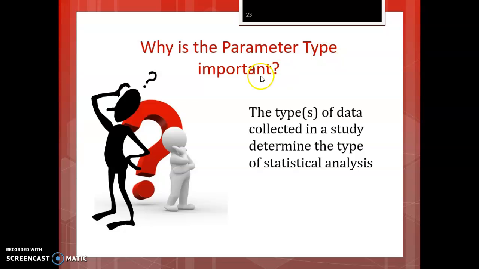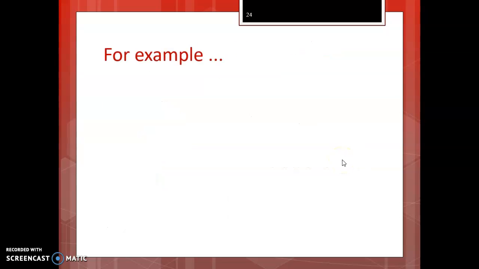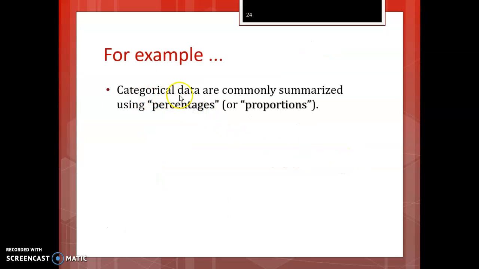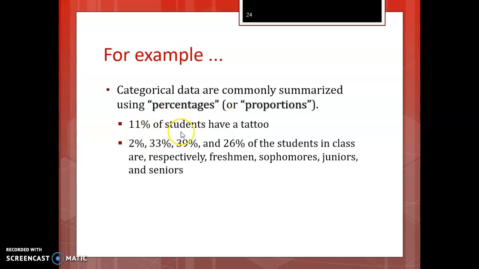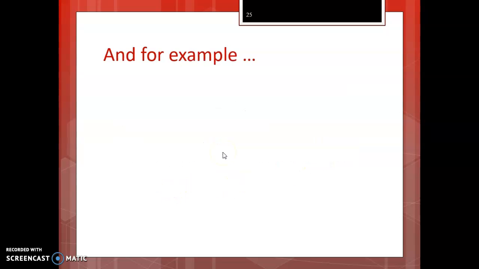All right, why is the parameter type important? The type of data collected in the study determines how you analyze it statistically. For example, categorical data are commonly summarized using percentages. 11% of the students have a tattoo. 2%, 33%, 39%, and 26% of the students in classes are respectively freshmen, sophomores, juniors, and seniors. Does that make sense to you?